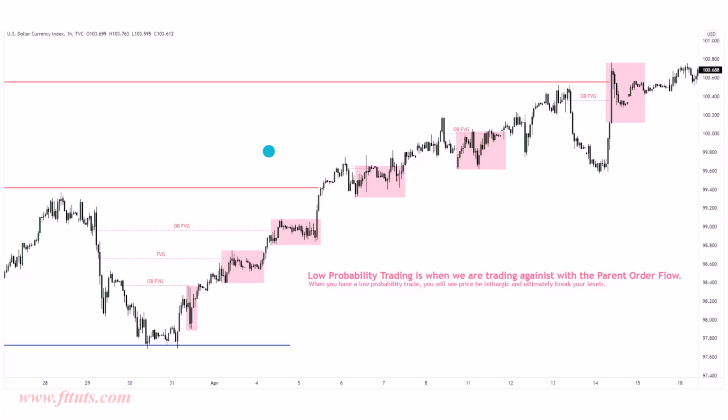In this example, by shorting levels that look nice, look very clean, look textbook, but since they're trading against the parent order flow found on the long-term perspective charts, they're expected to break. You want to be trading high probability, which is identifying the parent order flow on the long-term perspective charts, then trading in that direction. And you can see that your trades will pan out in your favor most of the time. And if it doesn't, you take a small loss. Doesn't matter, because the next win is right around the corner.